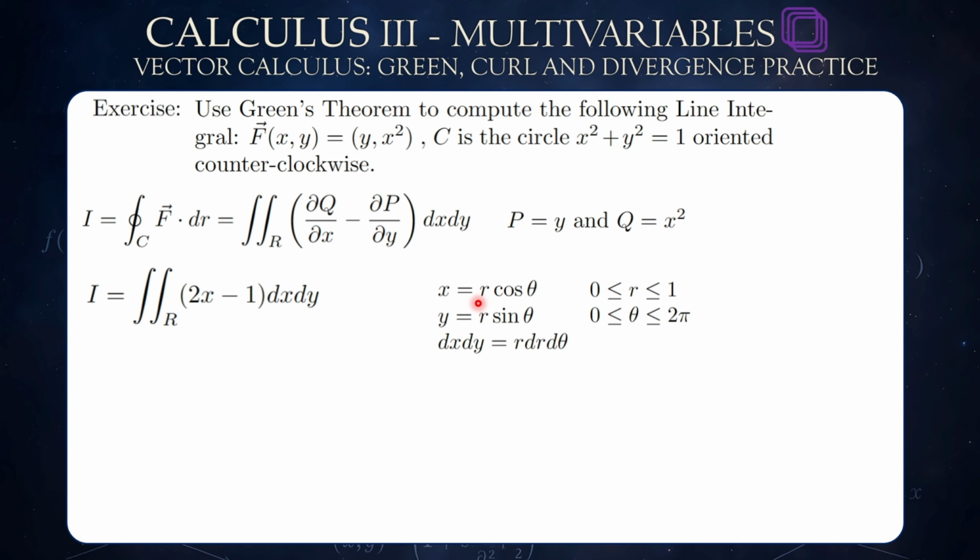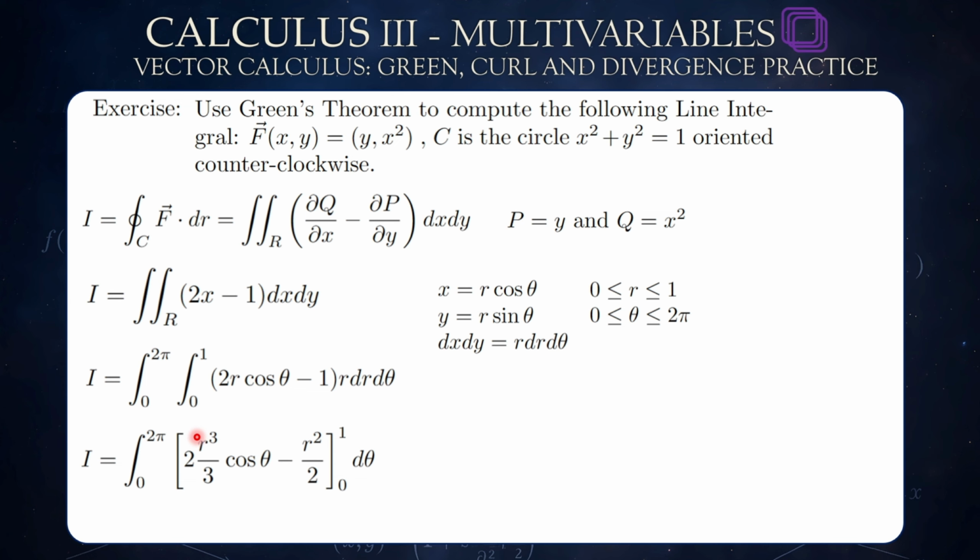Then you need to transfer to polar coordinates. So x equal r cosine theta, y equal r sine theta, r between 0 and 1, theta between 0 and 2 pi, and dx dy is equal to r dr d theta. I equal the integral from 0 to 2 pi, integral from 0 to 1, of (2r cosine theta minus 1) r dr d theta.